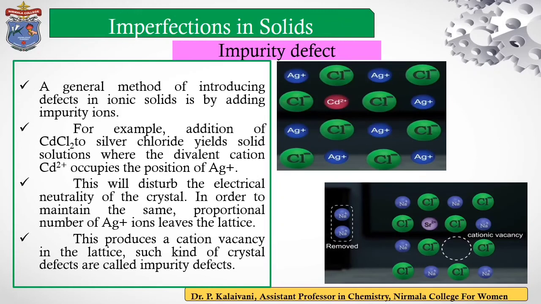Another example, addition of strontium chloride to sodium chloride. In this case also, Sr2+ occupies the position of Na+. Then Na+ ion leaves the lattice and it produces cation vacancy.